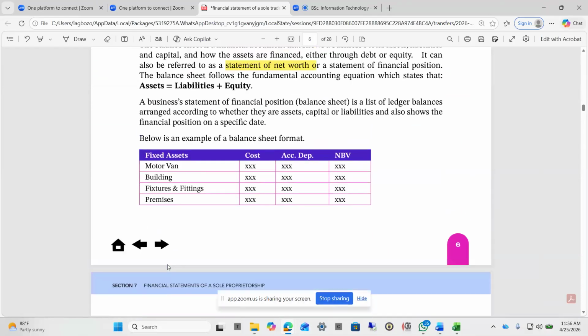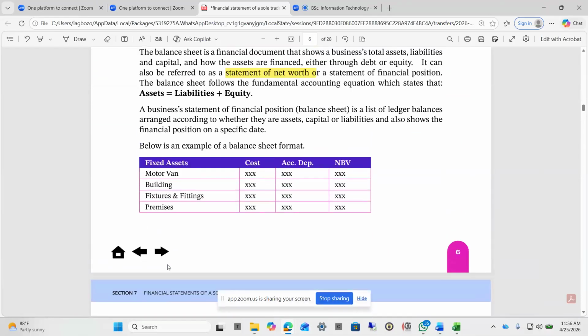So what we're saying is that when you add all your fixed assets to all your current assets, it should give you your total assets. Fixed assets or non-current assets plus your current assets should give you your total assets. Is that okay?